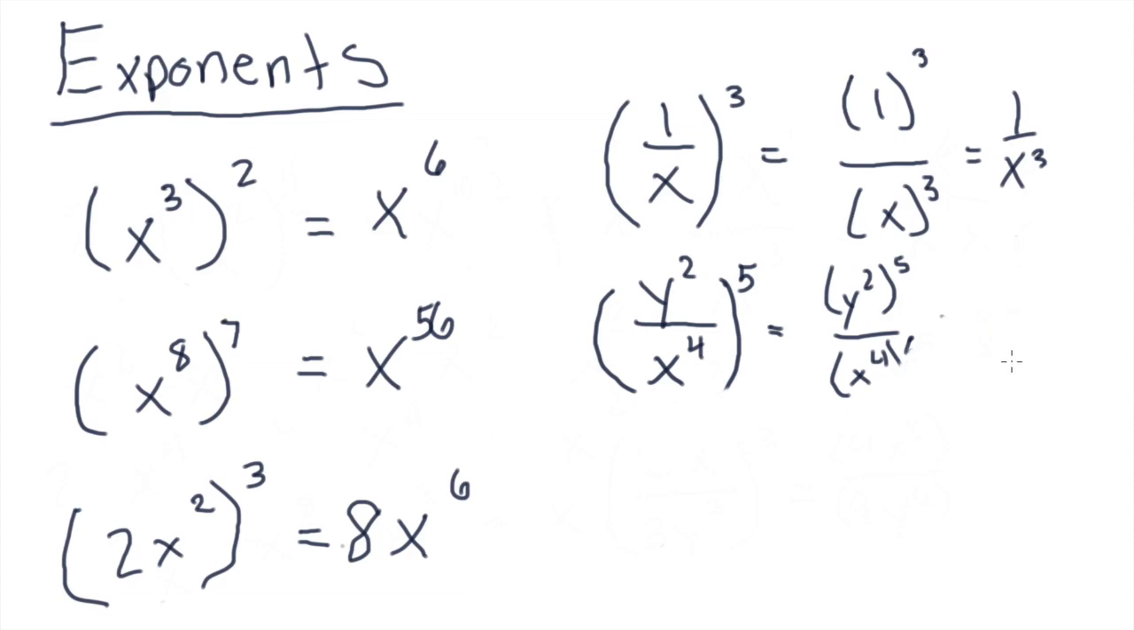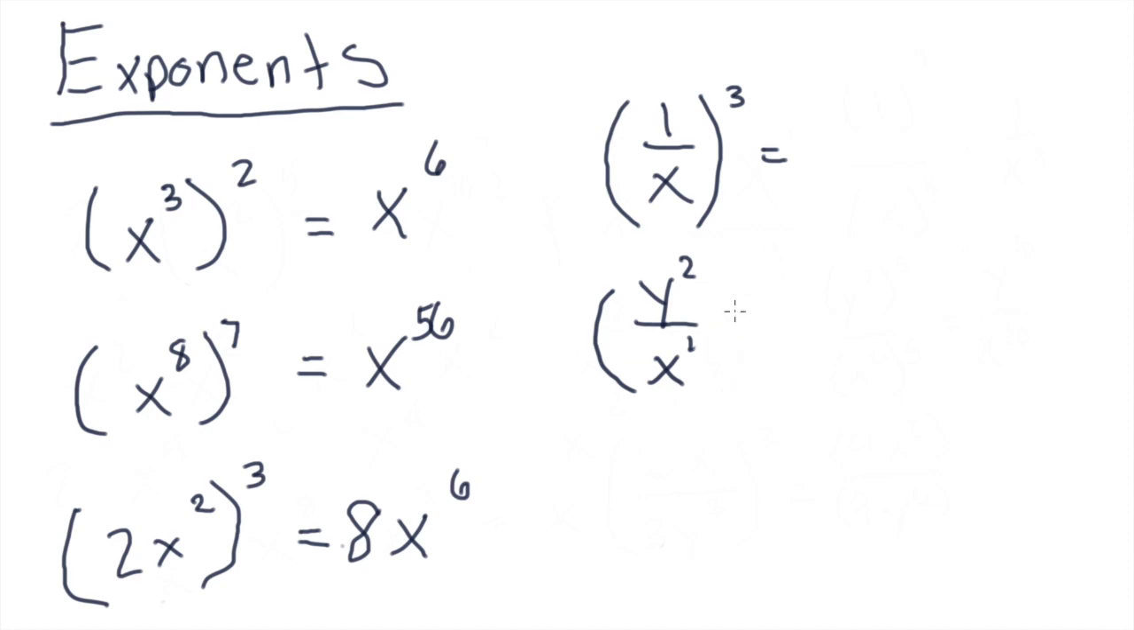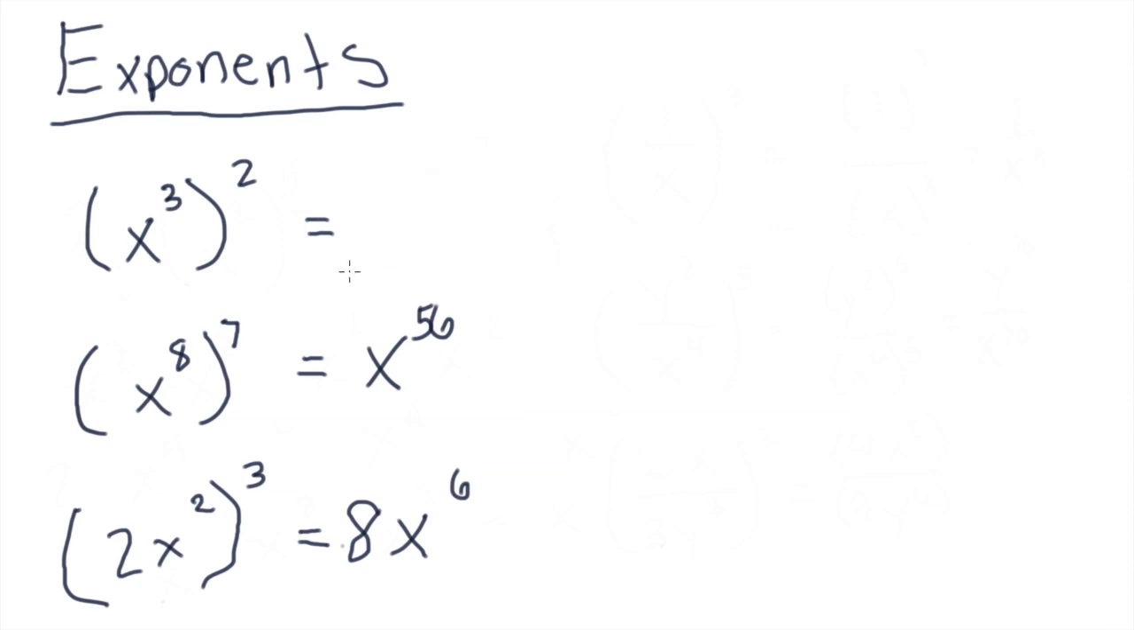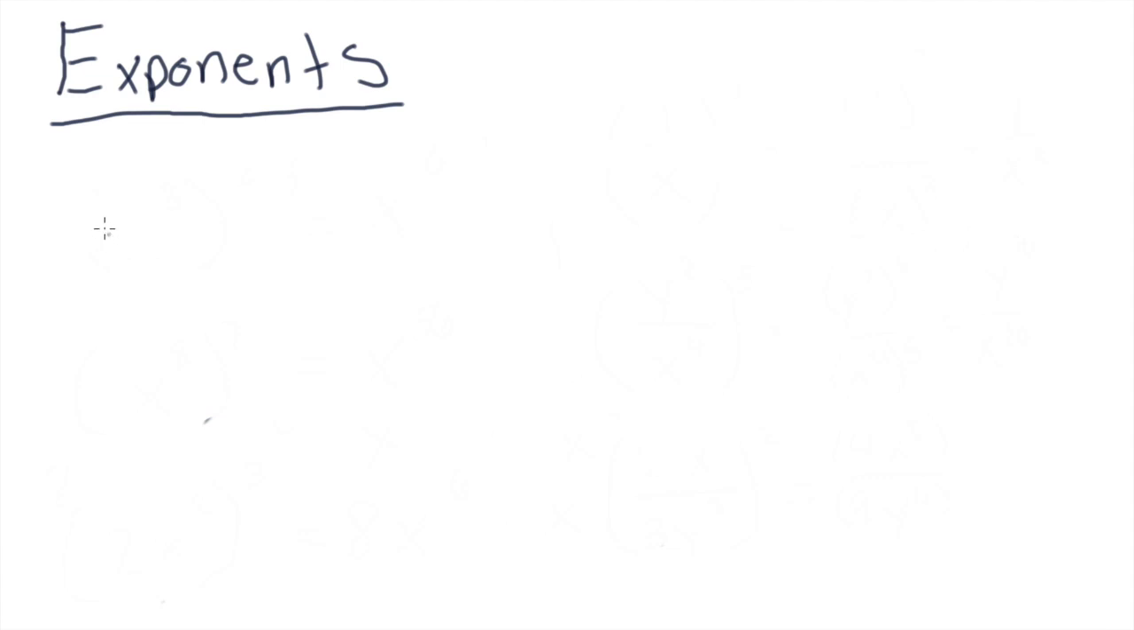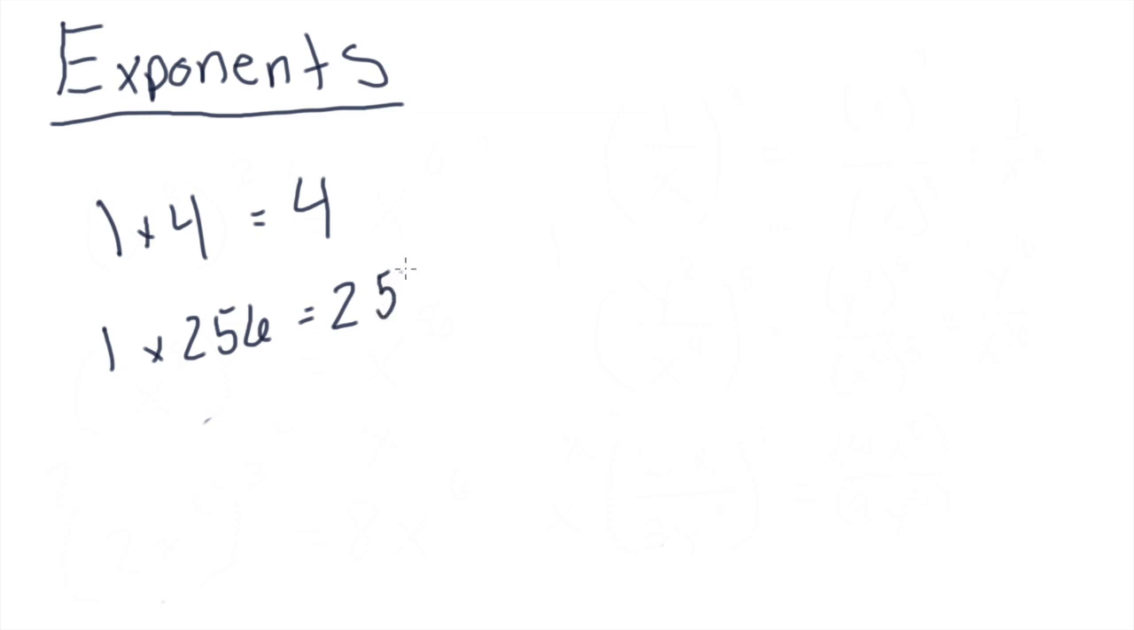Let's move on to the next part of the law of exponents. The next part is talking about 1 to the power of anything. So we know that 1 times any number is going to be the other number, right? So if I have 1 times 4, that's going to be 4. Or if I have 1 times 256, that's going to be 256.